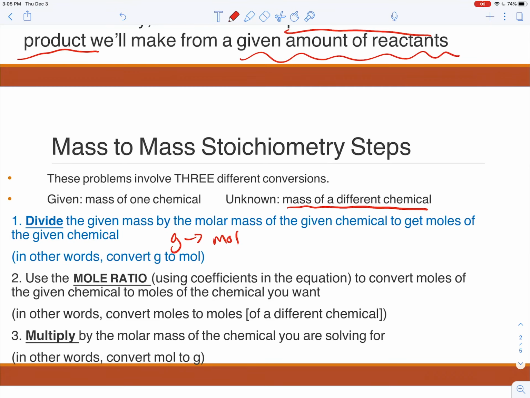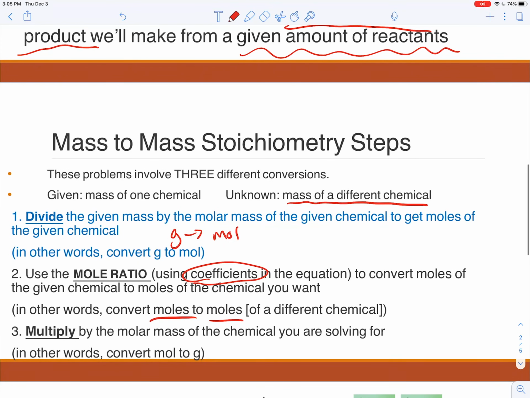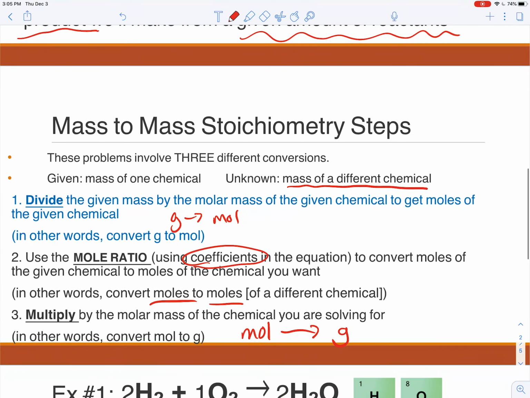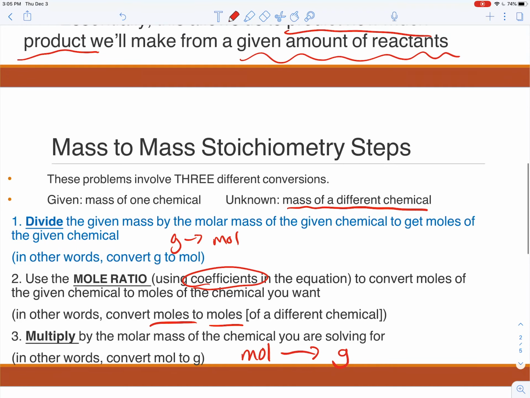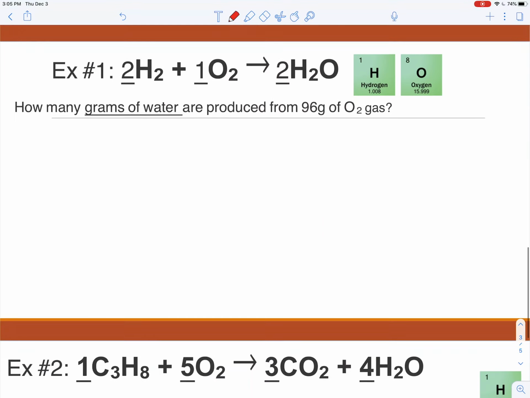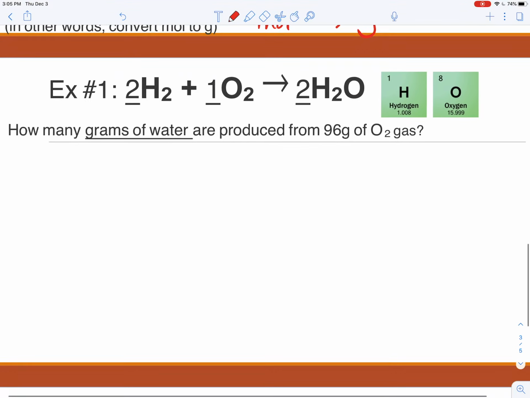Then this is just like yesterday. We're going to use the mole ratio. That's moles to moles. Remember that comes from the coefficients. Very important to look at the chemical equation when you do the mole ratio. Once you have moles of the chemical you want, then you simply multiply by the molar mass to get grams of the chemical you want. So the last step is going from moles to grams. We're going to do 2 practice problems, and then you'll have 2 problems to do on your own.